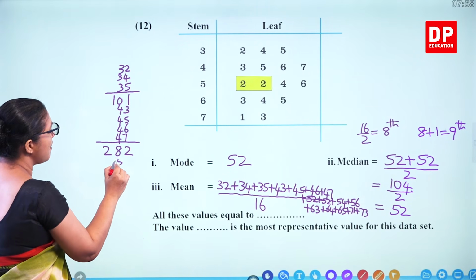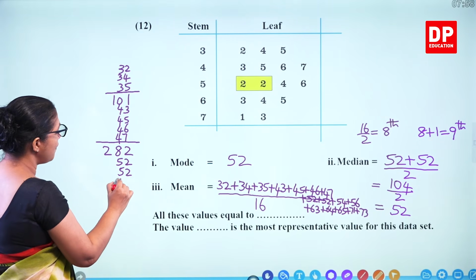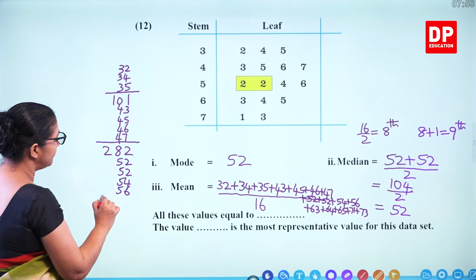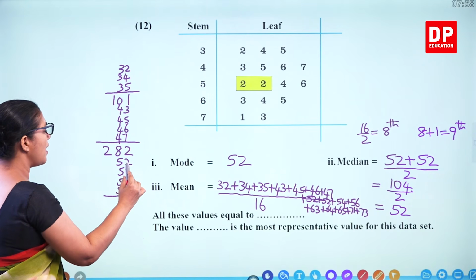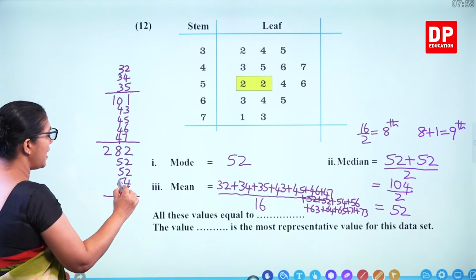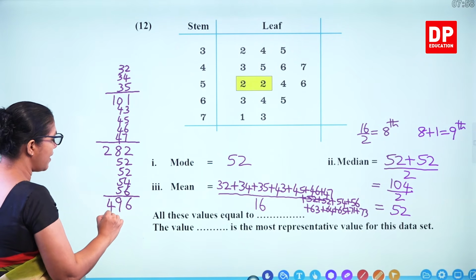Now add the other numbers. 52, 52, 54 and 56. 10, 12, 14, 16. 1 remaining. 10, 20, 29 and 496.